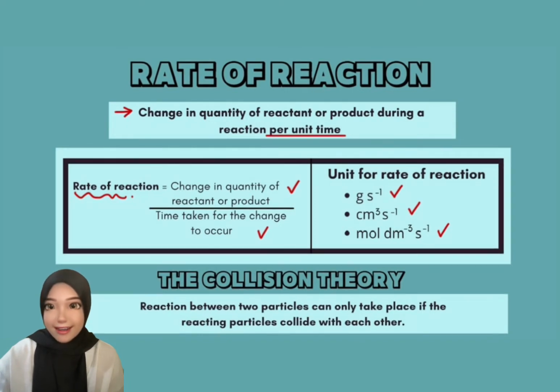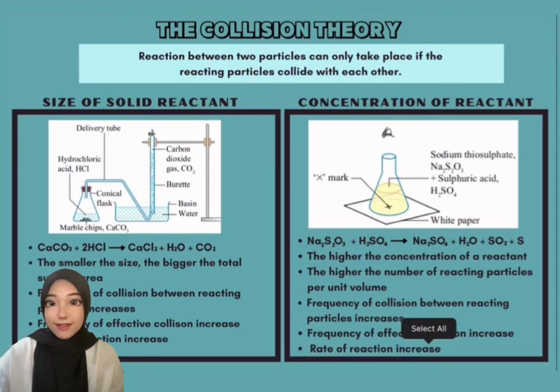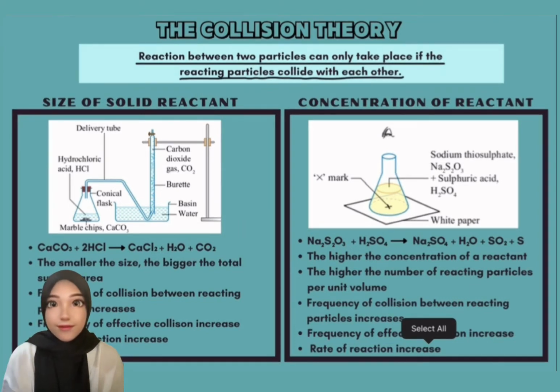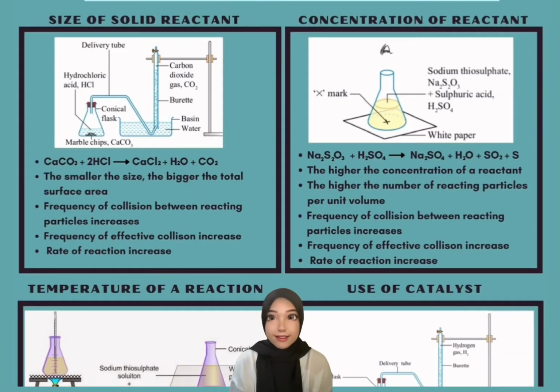Now, it's time to look at the factors that affect the rate of reaction and relate them to the collision theory. The collision theory states that a reaction between two particles can only take place if the reacting particles collide with each other. The factors that affect the rate of reaction are size of solid reactant, concentration of reactant, temperature of reaction, and use of catalyst. Pressure is also one of the factors, but it will not be asked in the exam. So let's focus on these four factors only.